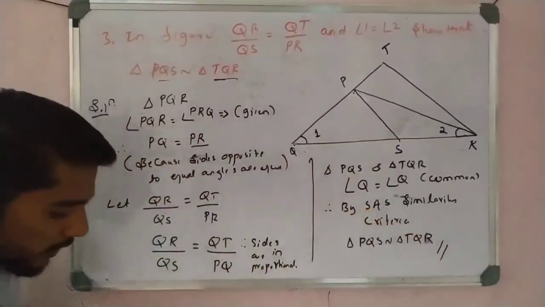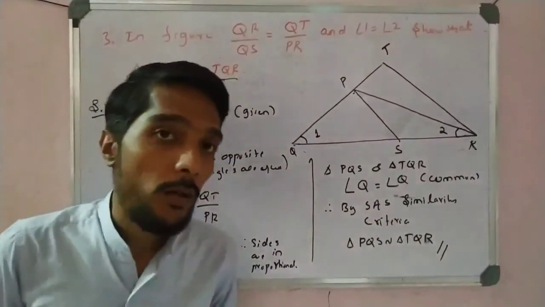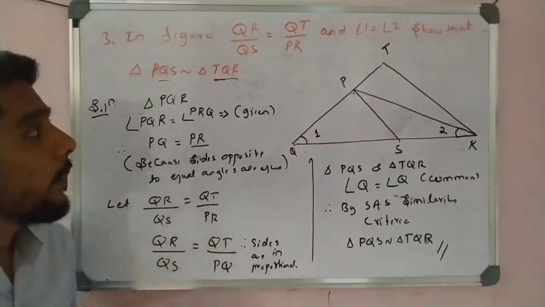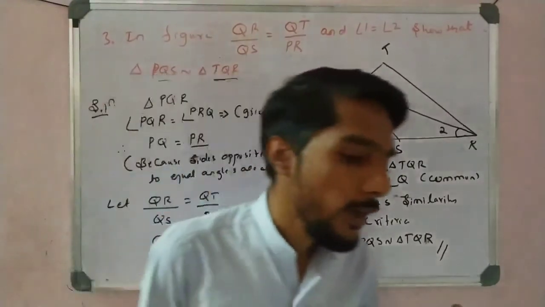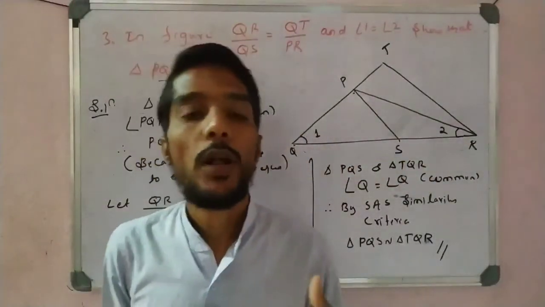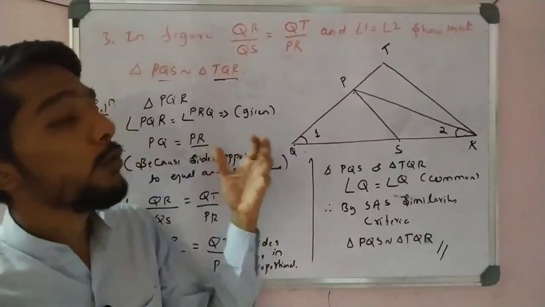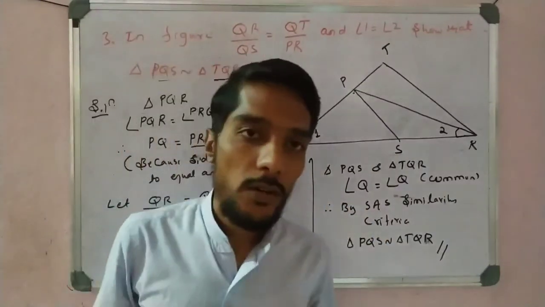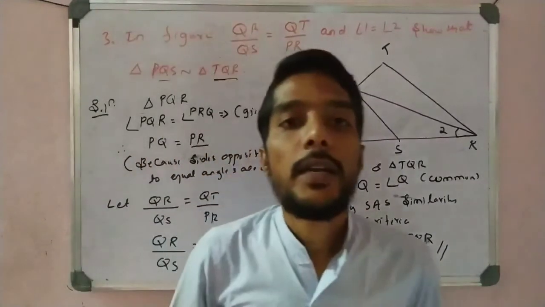Right, students? So this is today's last problem on the basis of similarity criteria of a pair of triangles. Up to here we solved a number of problems with a very important concept. In the next video we take some more examples from the remaining exercise questions. So this is enough for today's video.